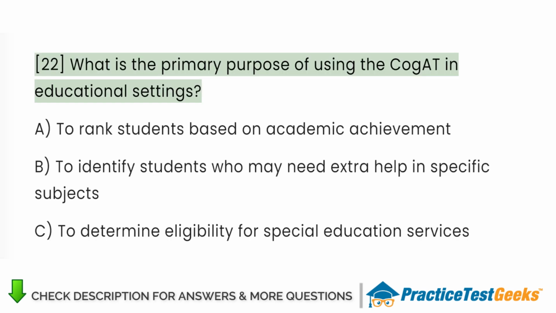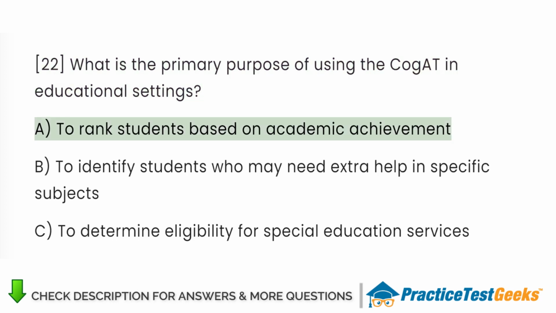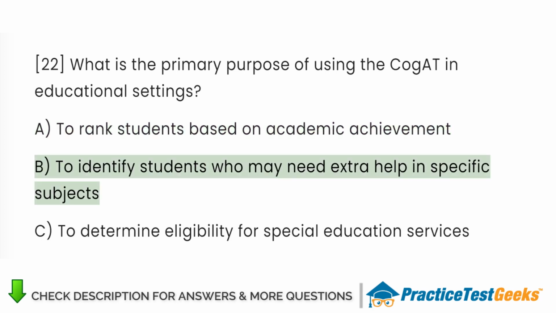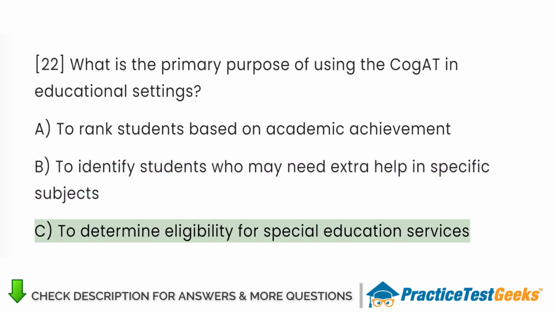What is the primary purpose of using the CogAT in educational settings? A. To rank students based on academic achievement. B. To identify students who may need extra help in specific subjects. C. To determine eligibility for special education services.